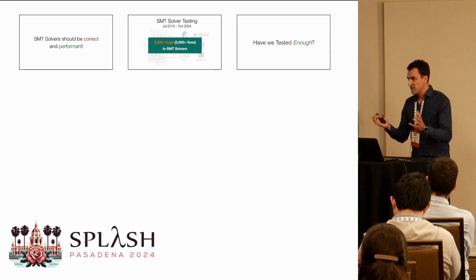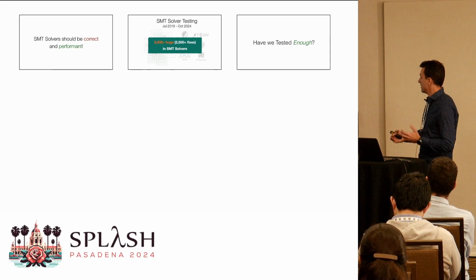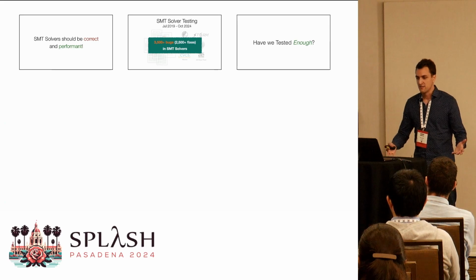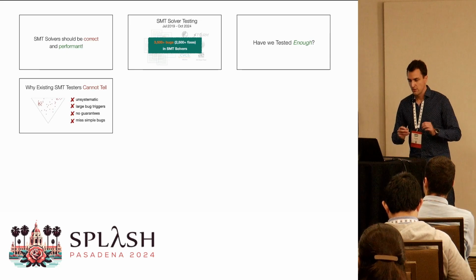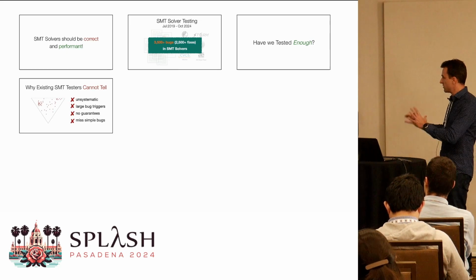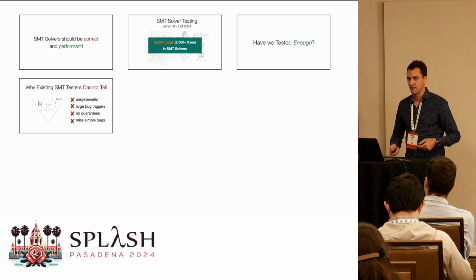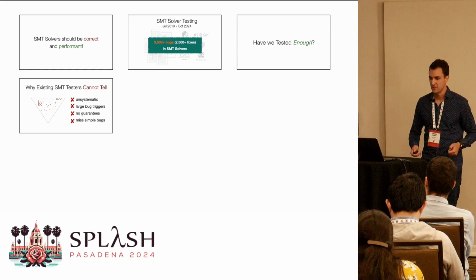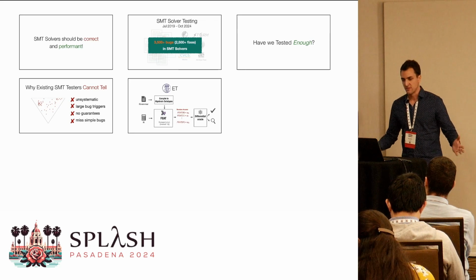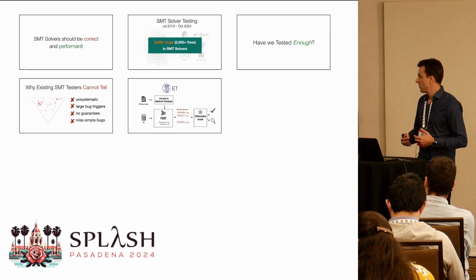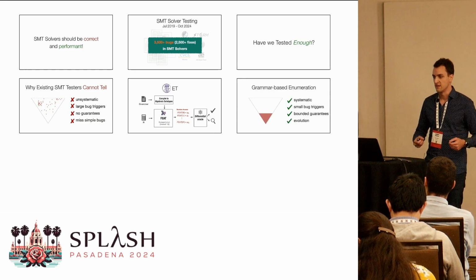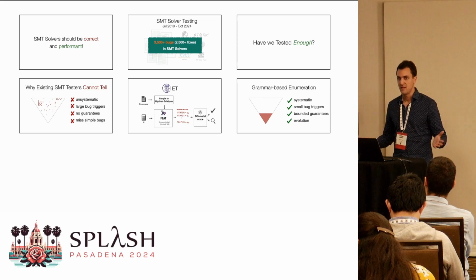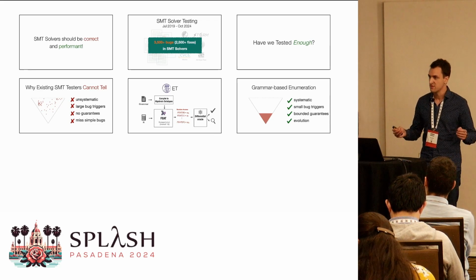Due to this major effort by all these people, the crucial question that I asked in this talk is, have we tested enough? I first showed you why existing testers cannot give a satisfying answer to this question. And then I proposed a solution, ET, which is a powerful enumerative tester, which can tell us when testing is enough. And ET has many benefits, such as it produces super small bug triggers.